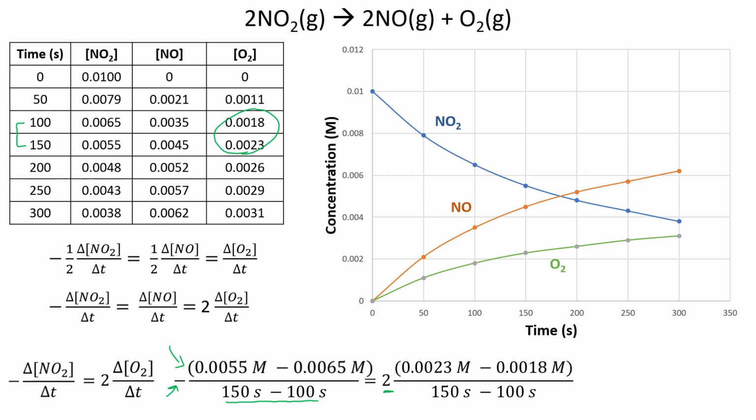So I'm going to do my 0.0023 minus my 0.0018. Again, the time interval is the same. And at this point, again, we have a very simple mathematical operation to do. You can just plug this in your calculator. And what you will find is these, again, equal 2.0 times 10 to the negative 5th molar per second.